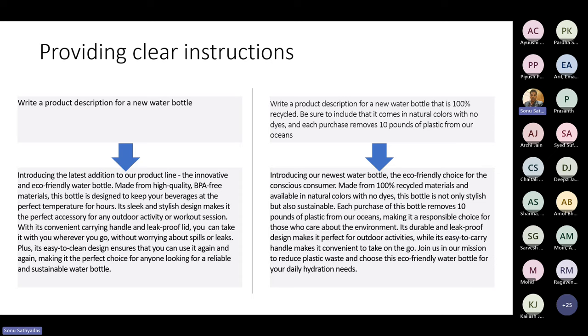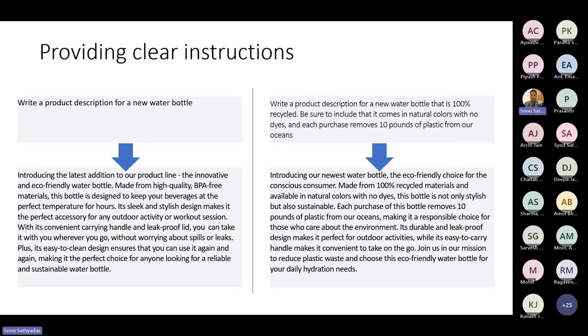When we use a more detailed prompt, like write a product description for a new water bottle that is 100% recycled, be sure to include that it comes in natural colors with no dyes, and each purchase removes 10 pounds of plastic from our oceans, you can see that when it creates the product description, it includes this information, saying that it is eco-friendly and recyclable, and it does not contain any artificial colors and so on, right? So this is more detailed, accurate, and very relevant content for the users, right?